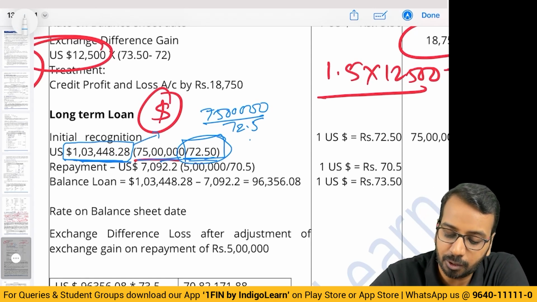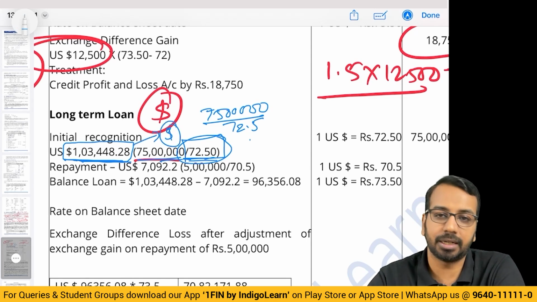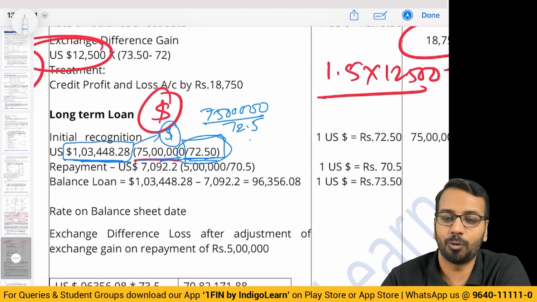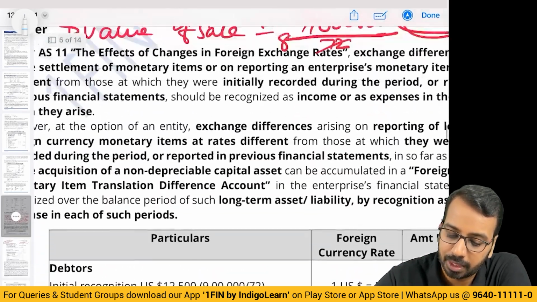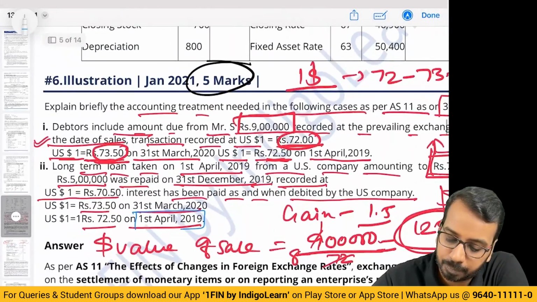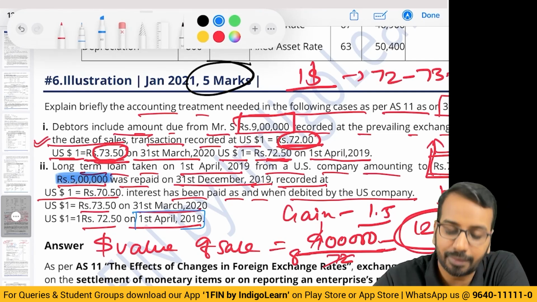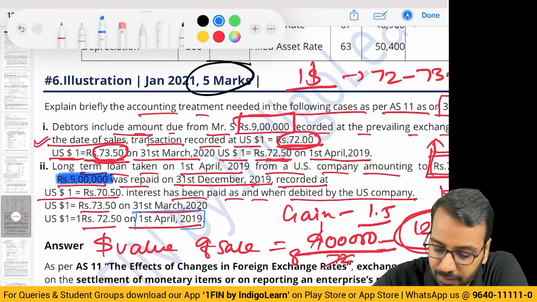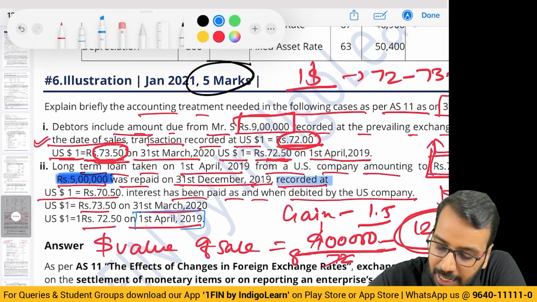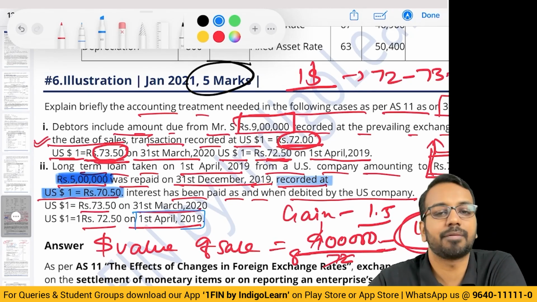1,03,448.28. This is the dollar value of loan taken. Now what has happened is we have repaid 5 lakhs. They should have actually given in dollars, but yes, we have repaid 5 lakhs at 70.5.